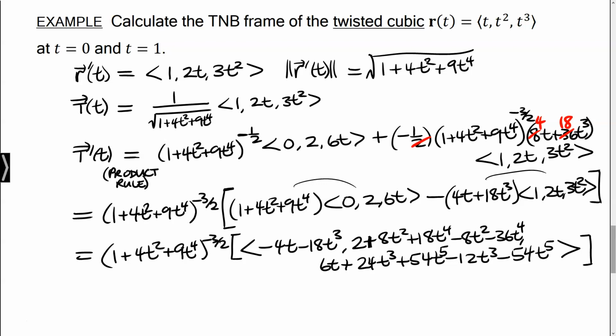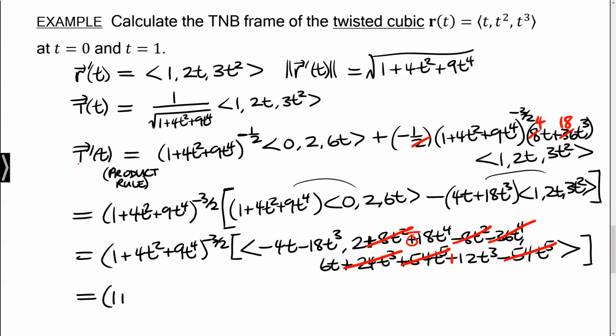This looks really bad, but a lot of stuff ends up canceling. For instance, the 54t to the fifth minus 54t to the fifth goes away. The 24t cubed minus 12t cubed makes plus 12t cubed. And then we've got 18 minus 36, so that's going to make a minus 18. I think this is all the canceling we can do, so let's see what we have now.